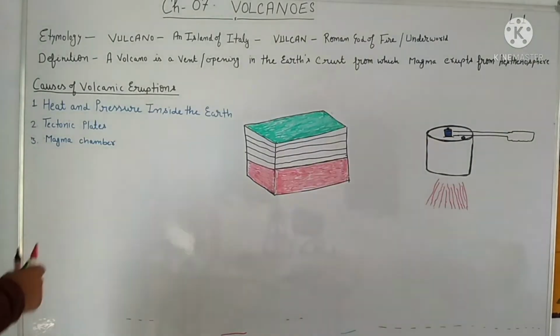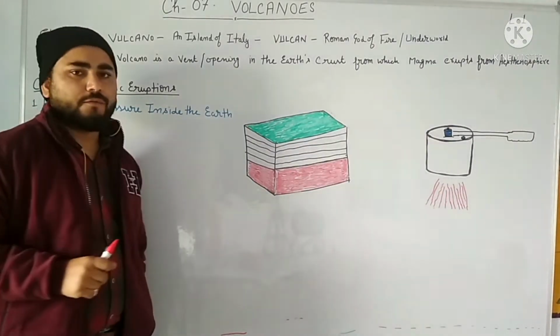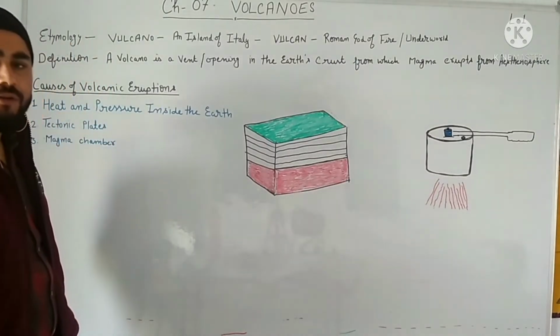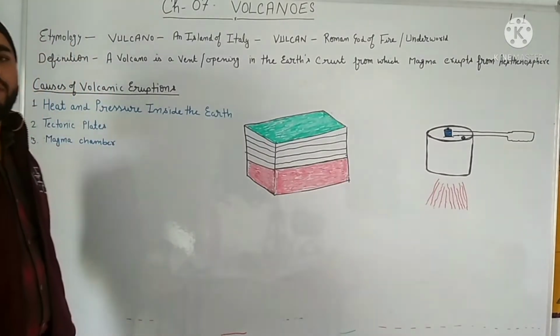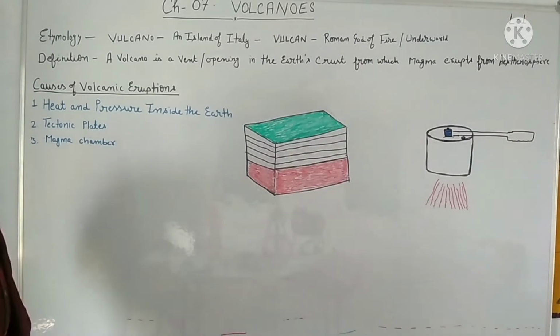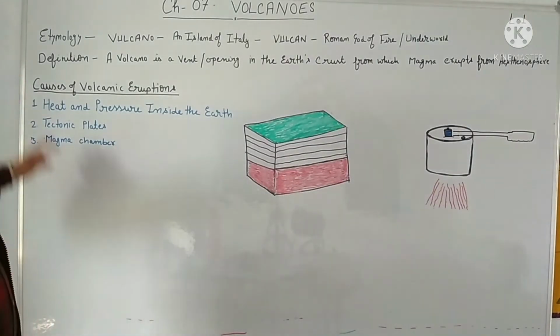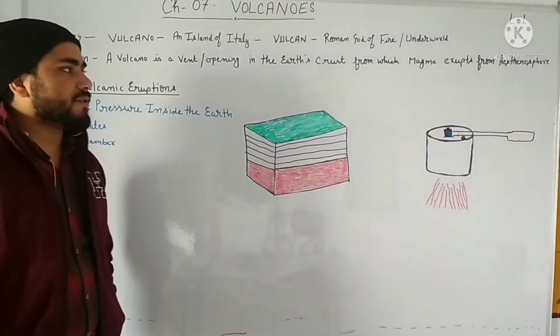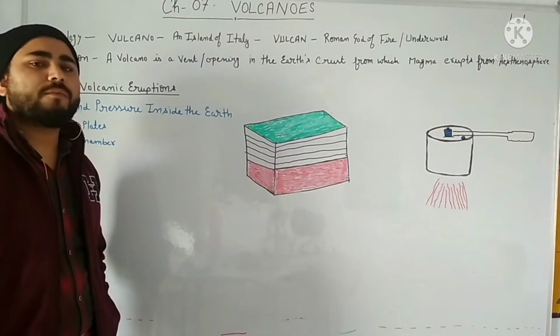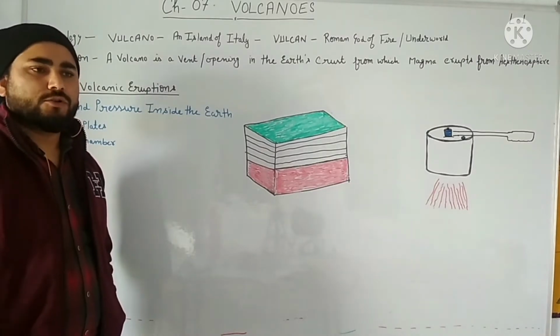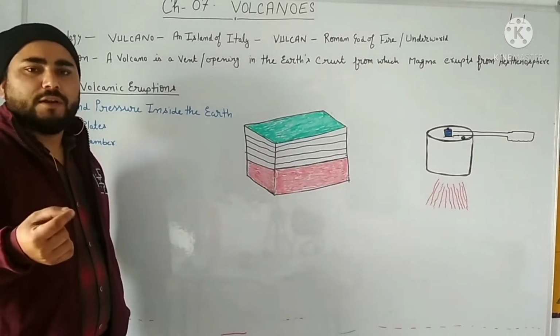Okay, after understanding the etymology, we will understand the definition of volcano. What is the meaning of volcano? A volcano is a vent. The definition for it: the volcano is a vent or opening in the earth's crust from which magma erupts from the asthenosphere. So basically, volcano is nothing.